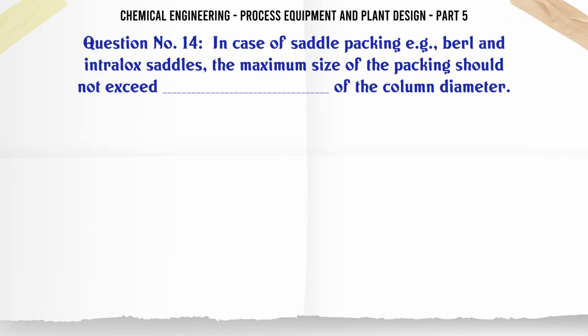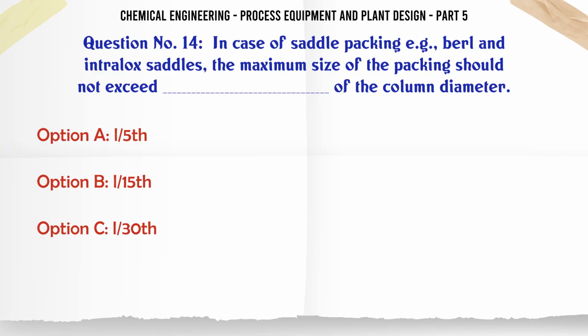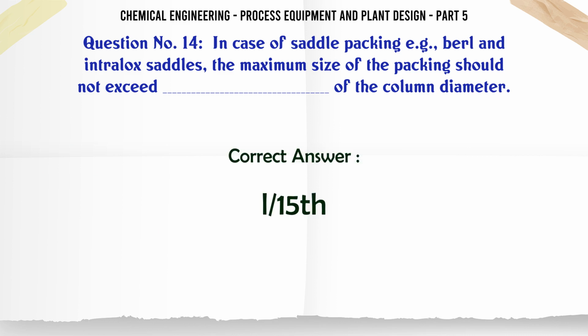In case of saddle packing, e.g. Berl and Intalox saddles, the maximum size of the packing should not exceed of the column diameter. A. 1/5th, B. 1/15th, C. 1/30th, D. 1/50th. The correct answer is 1/15th.